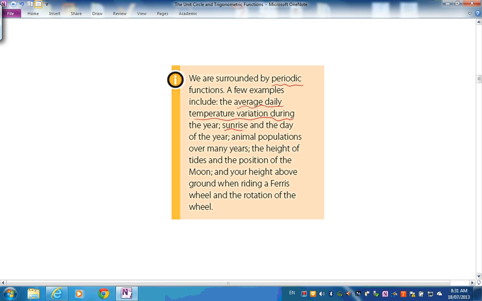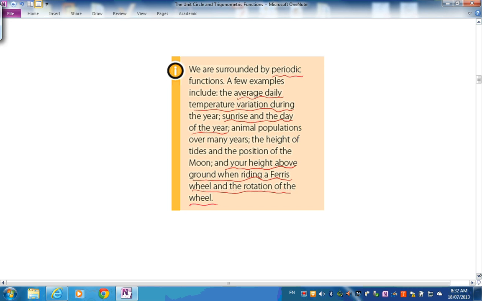Sunrise and the day of the year. Okay, on a particular day of the year, the time of the sunrise will cycle. A year later, it will be back at the time of sunrise again. It's going to cycle around. Animal populations, the height of tides, position of the moon, temperatures from season to season. Here's an interesting one. Your height above the ground when riding a Ferris wheel and rotation of the wheel. Why don't we have a look at that one and see what that is like.